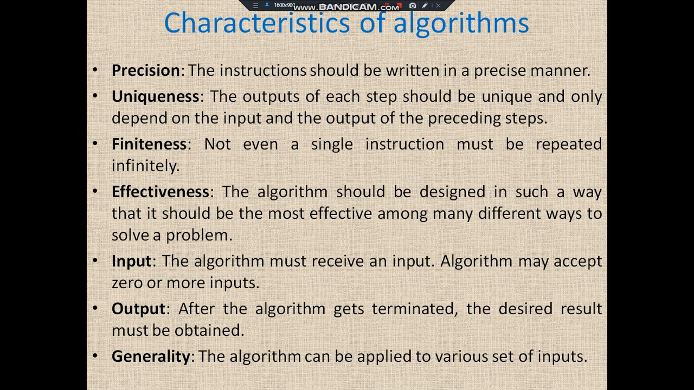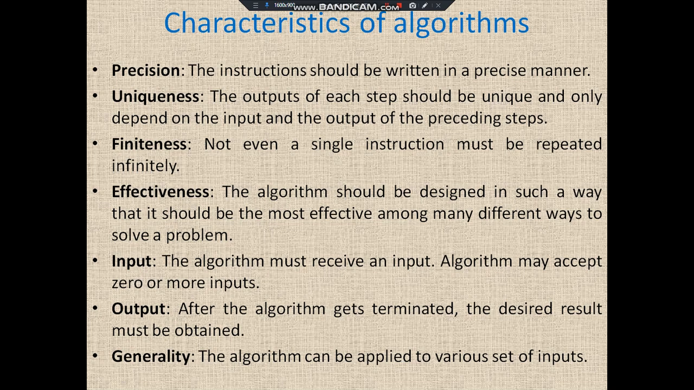Next one is effectiveness. Effectiveness is nothing but the algorithm should be designed in such a way that it should be the most effective among many different ways to solve a problem. So you need to choose the best way with the help of which you will get the output for that problem. Okay. Effectiveness means whatever methods you have, you need to select the best method, the best algorithm, with the help of which you will get the correct output for that problem.